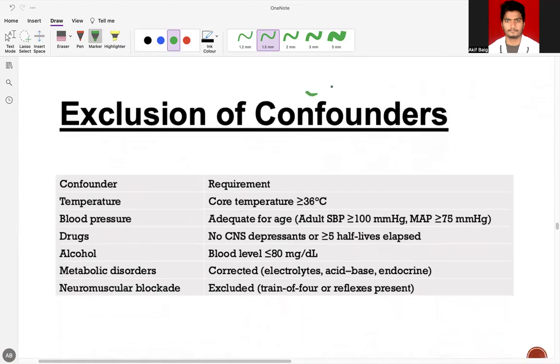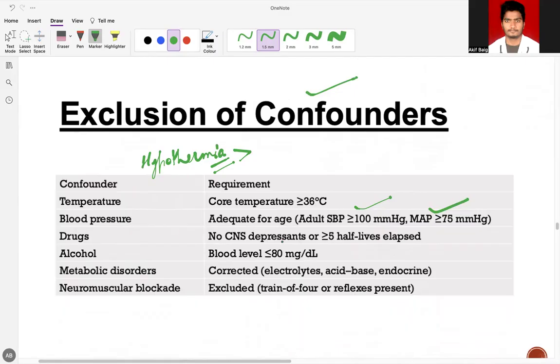Next, excluding the confounders. All the confounders have to be excluded because if a patient is in hypothermia, the patient can also behave as if he is brain dead, but if the temperature is improved, the patient can become conscious or show some signs of brainstem reflexes or brain activity. So this has to be ruled out. The patient's core temperature should be more than 36 degrees Celsius. Systolic BP should be more than 100 with a MAP of more than 75.